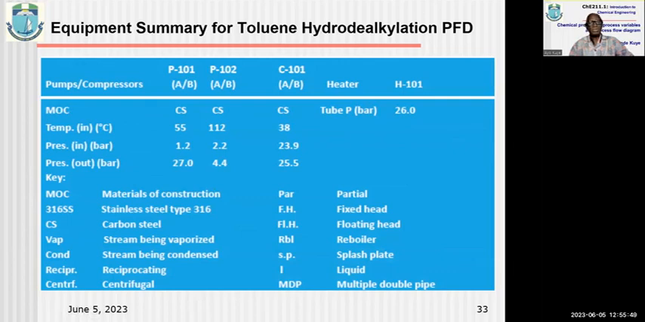I can also see in this last slide here, because I'm sure some of you will have been asking, what do those FH, FLH, and so on and so forth really represent? So you can see the key to all the symbols will also be specified in the summary table, the equipment summary table.